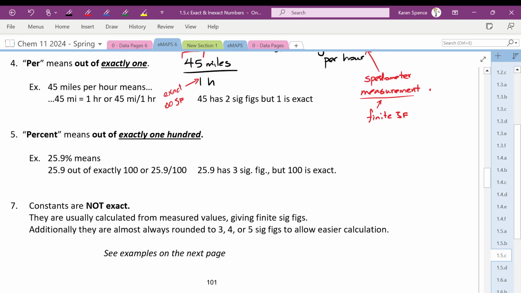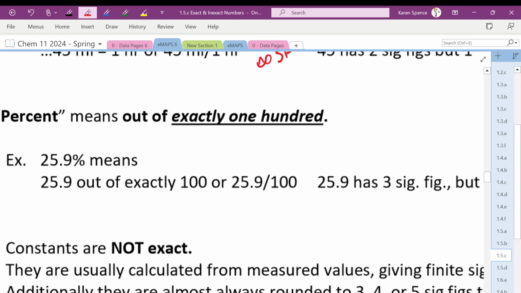Percent means out of 100. So you could say 25.9% means 25.9 out of 100. How many sig figs in 25.9? Three sig figs. How many sig figs in 100? Infinite. Infinite sig figs.